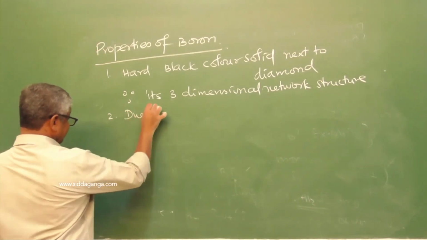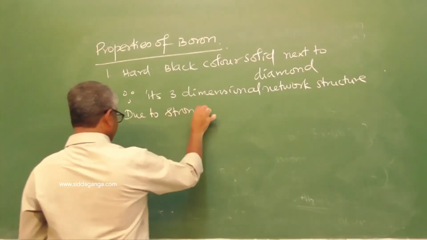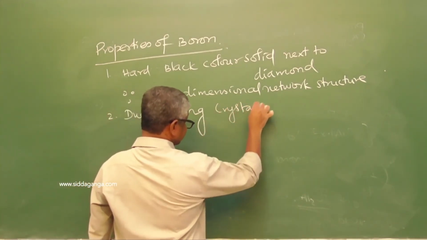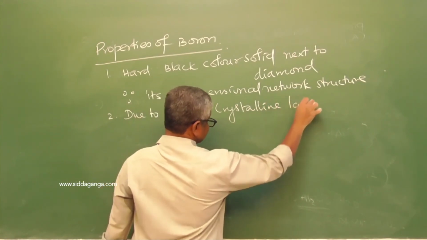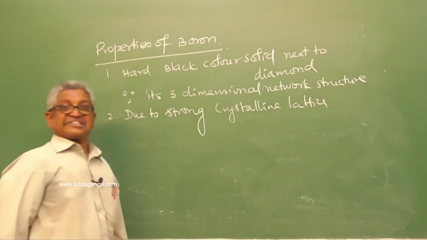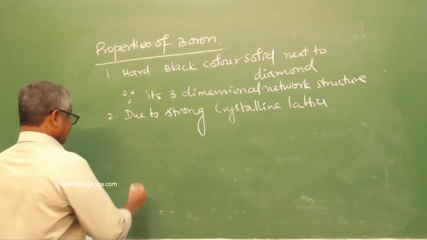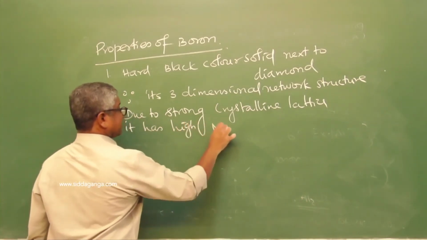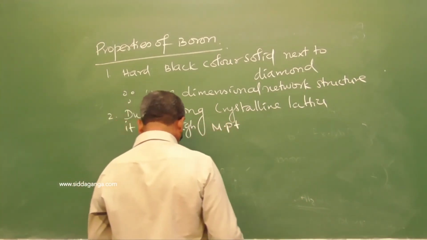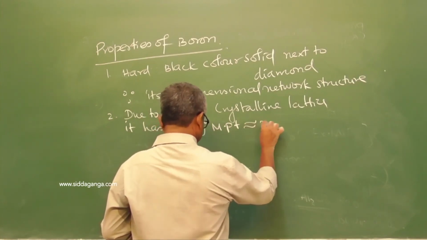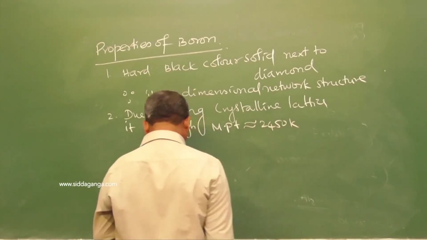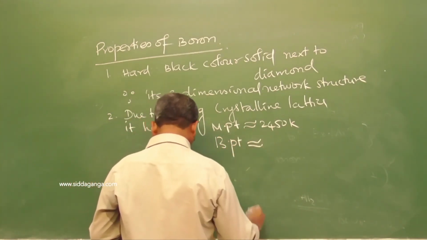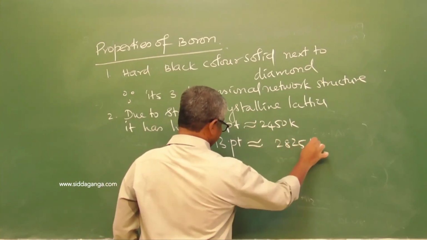Second, due to its strong crystalline lattice, it has a high melting point of 2400 Kelvin and a high boiling point of 2825 Kelvin.